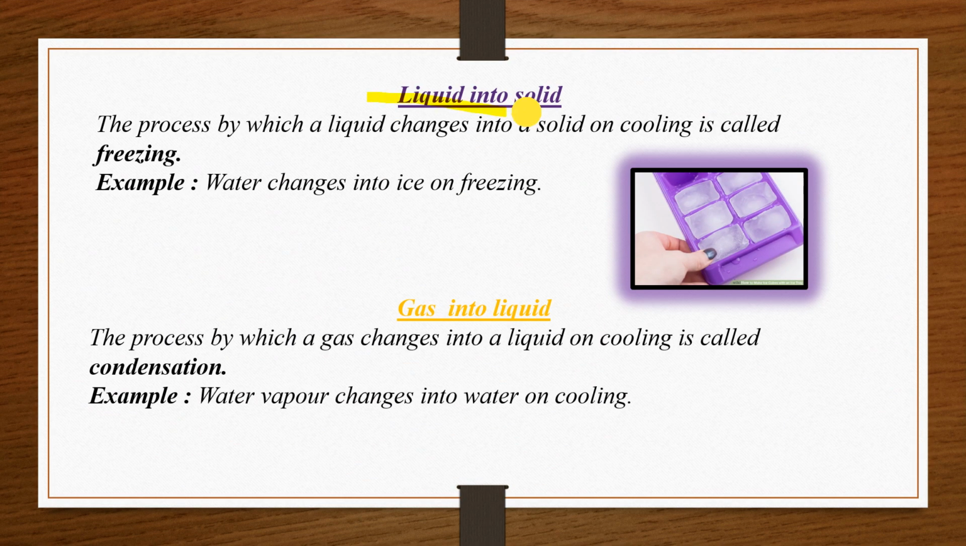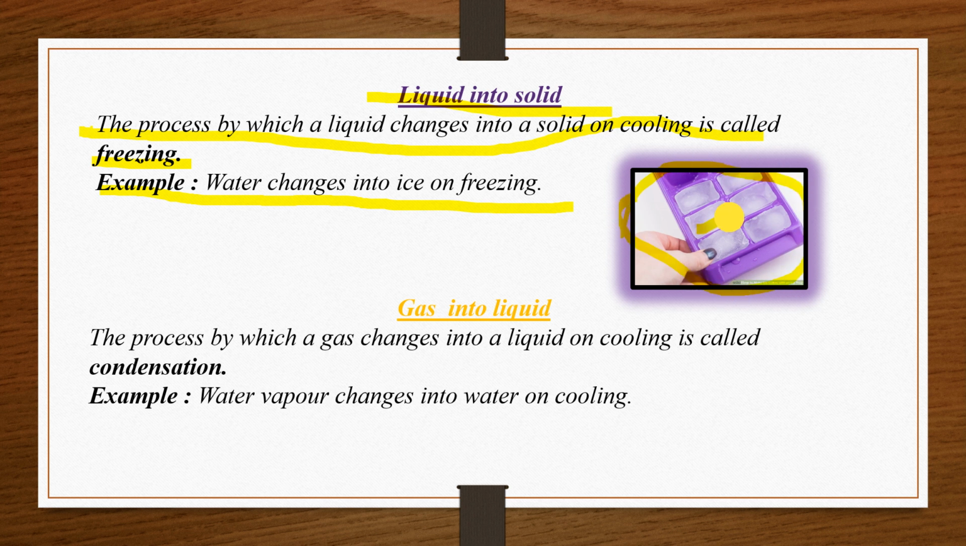Now, liquid into solid. How is the liquid converted into solid? The process by which liquid changes into solid on cooling is called freezing. For example, when you pour some water in ice cube trays and refrigerate it in a refrigerator, after some hours you will see it has been converted into ice cubes. This is an example of converting liquid water into solid ice.